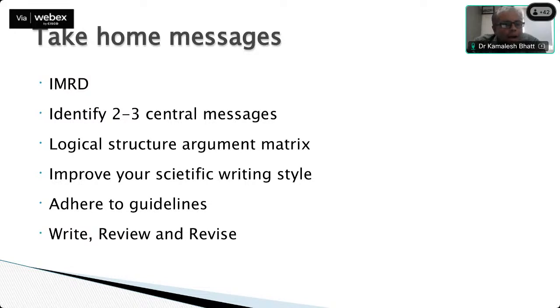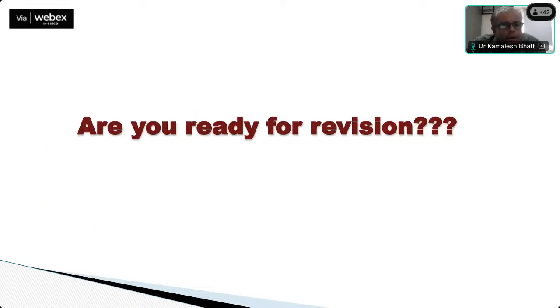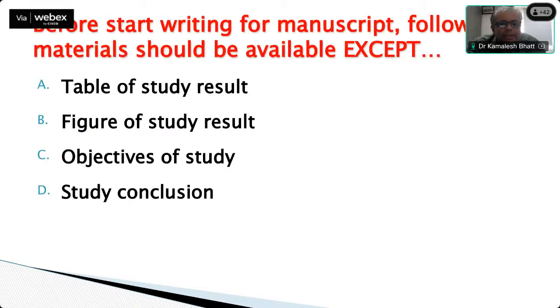So now I think everyone is ready for a very quick question answer session. You have to write the answer in the chat box. Okay, very quickly. First question. Before starting to write a manuscript, the following materials should be available except: table of the study result, figure of the study result, objectives of the study, and study conclusion. Quickly write your answer in the chat box. There is no negative marking.